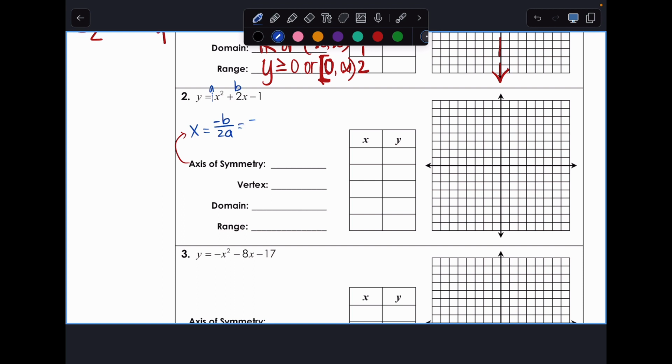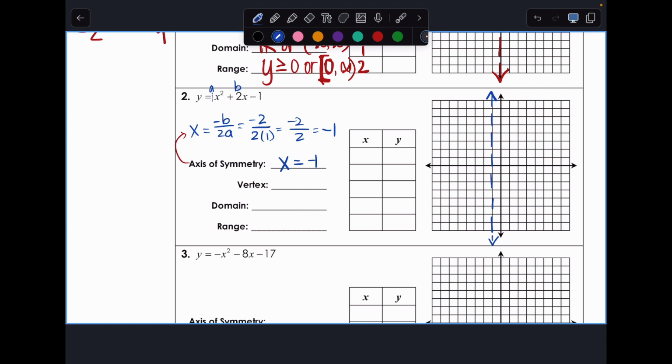Here we go. Negative opposite of 2 over 2 times 1. So I have negative 2 over 2. And what's that equal to, Cheyenne? You got it. So x is going to equal negative 1. Negative 1 is right here. I'm putting in a dashed line because is this an actual line in the function or an invisible line? Invisible line. So now I know exactly how far I need to mirror all my points if I have one side of the points. Okay?